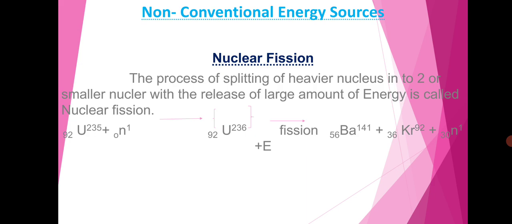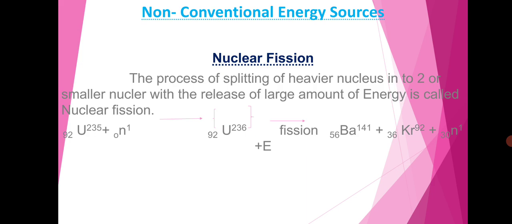Let us see the process of nuclear fission. Nuclear fission is the process of splitting of heavier nuclei into smaller nuclei with the release of a large amount of energy. Normally, when uranium-235 is bombarded with one fast-moving neutron, it is converted into an unstable compound. Then it undergoes decomposition. It forms barium, krypton, as well as the release of 3 neutrons. So, this is a nuclear fission reaction, conversion of bigger nuclei into smaller nuclei. At that time, it emits a tremendous amount of heat energy.